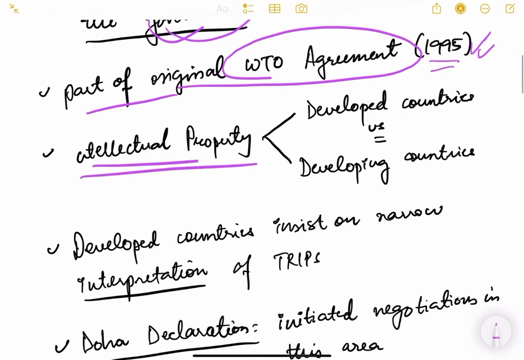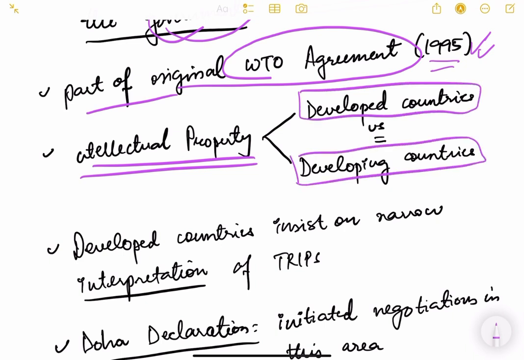Now, on intellectual property, there is usually a dispute or arguments between the developed countries and the developing countries. Because in developed countries there is more scientific research, more knowledge, and more intellectual property coming up each and every day. Whereas in developing countries, the literacy rate is low, scientific research is low, R&D is low, and even innovativeness and creativeness are low. So that is why intellectual property is a major concern for the developed countries.